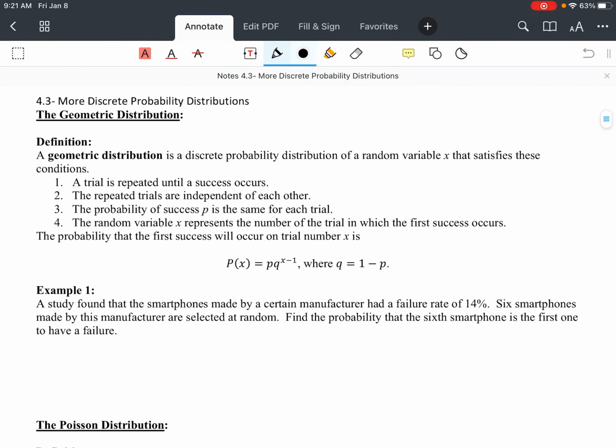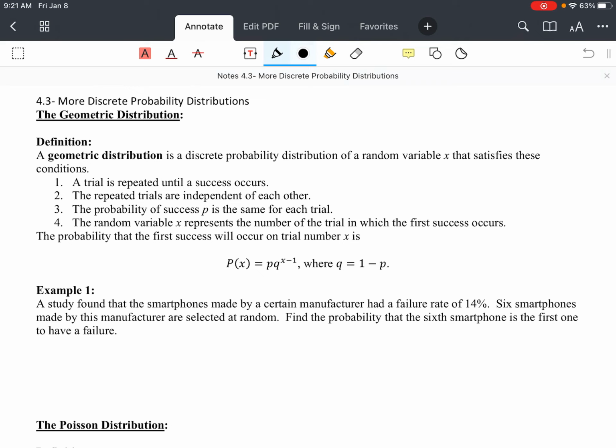All right, so in this last section, we're going to be talking about geometric and Poisson distributions. We're not going to talk about this in great depth. In fact, we're going to do very little with it, but I do want to cover it just for some extra practice. So the first one we're going to talk about is the geometric distribution.